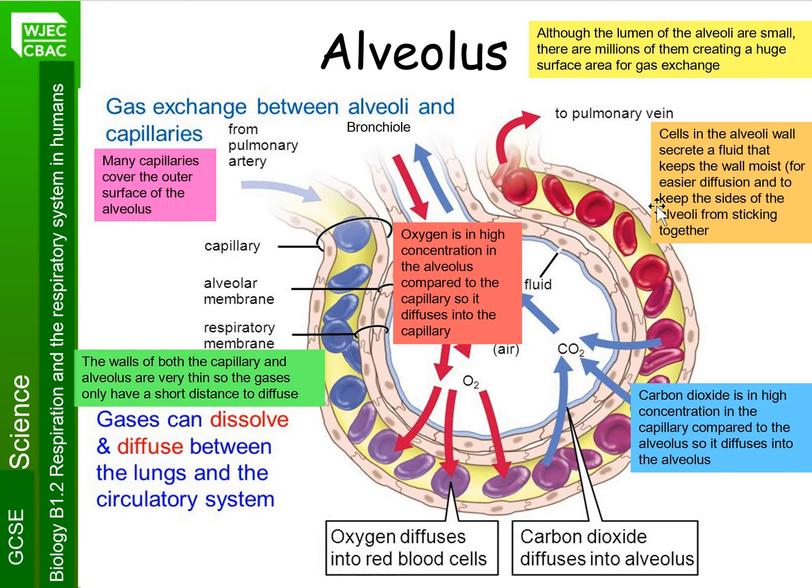The final 2 labels that are on this diagram are this one in the middle, the red one. So oxygen is high in concentration in the alveolus compared to the capillary. So it's going to diffuse from here where it's high to here where it's low into the red blood cells. Remember, they are going to carry the oxygen in the haemoglobin. And the carbon dioxide diffuses in the opposite direction. So it's high in the capillary, where it's come from the rest of the body, where it's been made as a waste product in respiration, and it's going to diffuse into the alveoli.